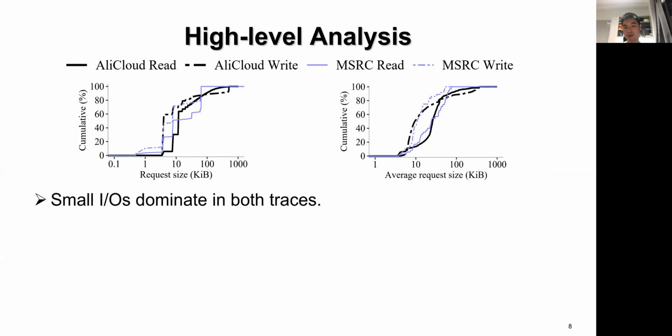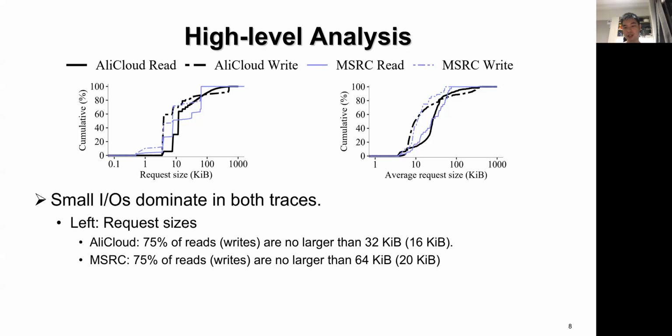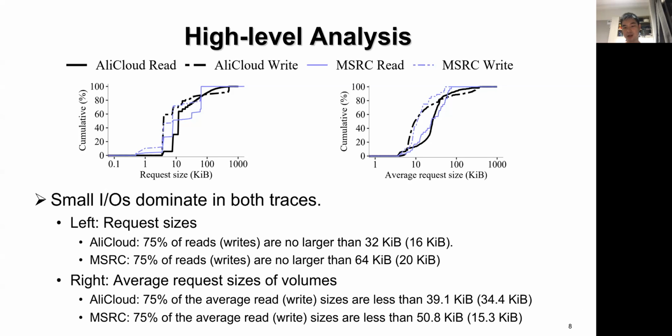We find that small size IOs dominate in both traces. On the left-hand side, we show the cumulative distributions of the read and write request sizes. 75% of the reads and writes in Ali Cloud or MSRC are no larger than 64 kilobytes. On the right-hand side, we show the cumulative percentage of volumes with respect to the average read and write request sizes in both traces. As for the average request sizes of volumes, they are also small for most of the volumes.